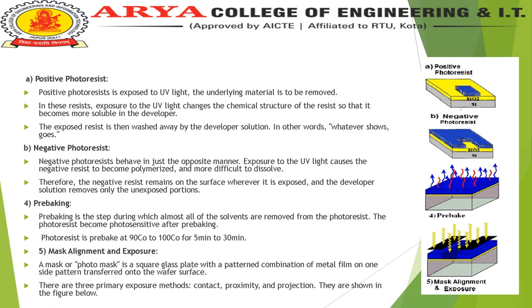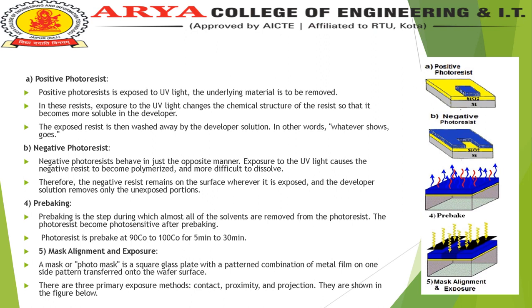Negative photoresist behaves in just the opposite manner. Exposure to the UV light causes the negative resist to become polymerized and more difficult to dissolve. Therefore, the negative resist remains on the surface wherever it is exposed, and the developer solution removes only the unexposed portions. This one shows the negative photoresist, and this one shows the positive resist.